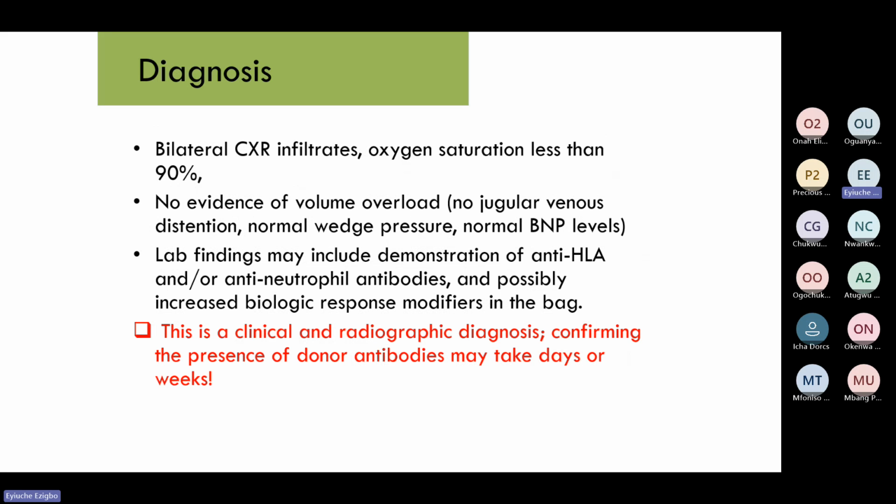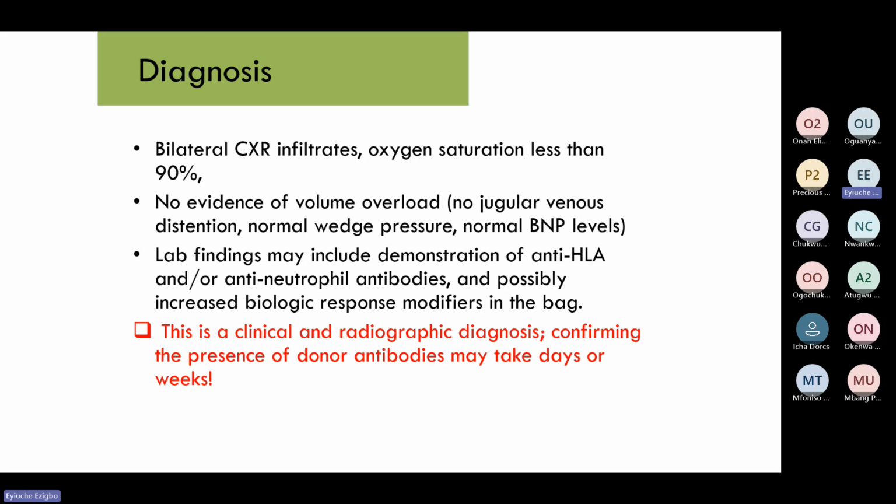So, the diagnosis of TRALI is made majorly by bilateral chest X-ray infiltrate and oxygen saturation less than 90%. So it involves a radiological examination of the lungs. There is no evidence of volume overload; although we have respiratory distress, it is not a result of volume overload. That is, when you look at the neck, there is no jugular venous distension. Normal wedge pressure, normal BNP levels.